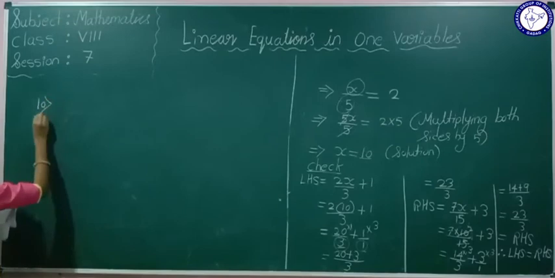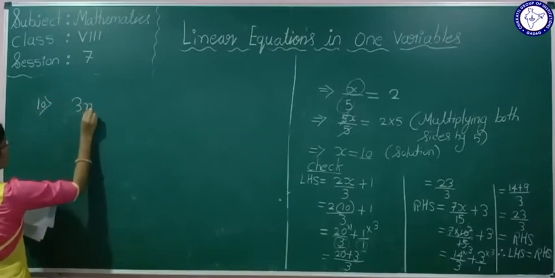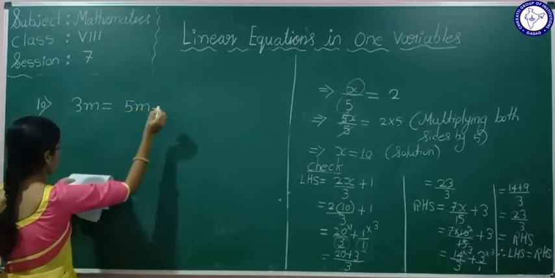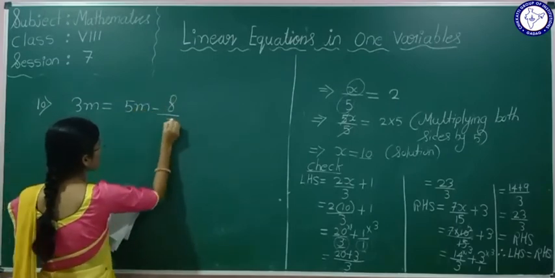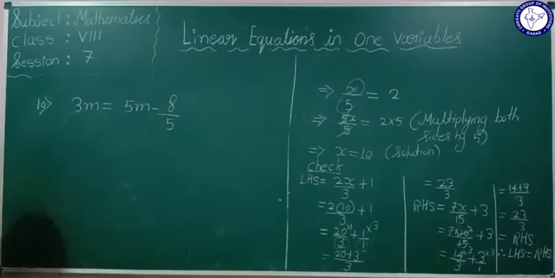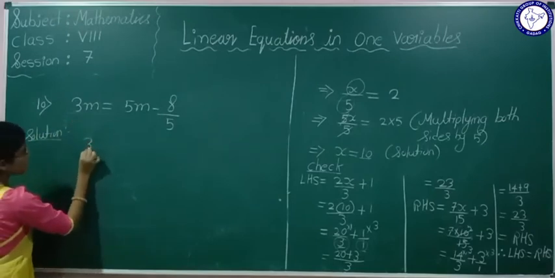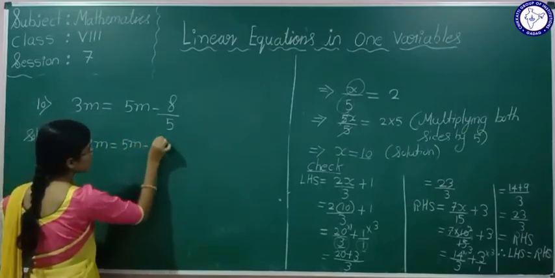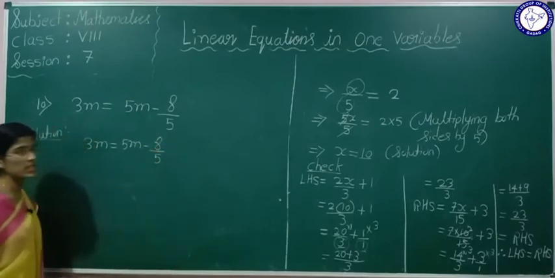Take the 10th problem. 3m is equal to 5m minus 8 by 5. Okay. Take the solution. What is the given thing? 3m is equal to 5m minus 8 by 5. This is the given thing.